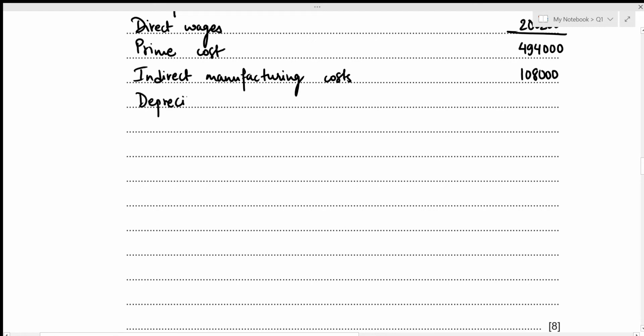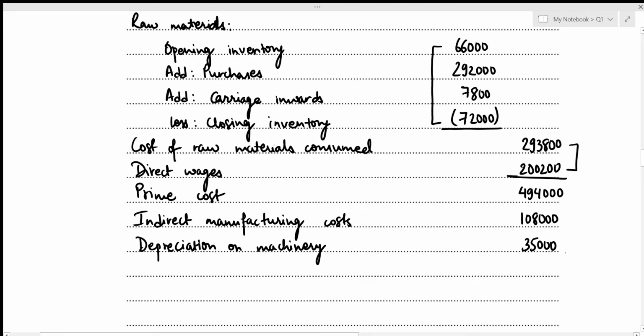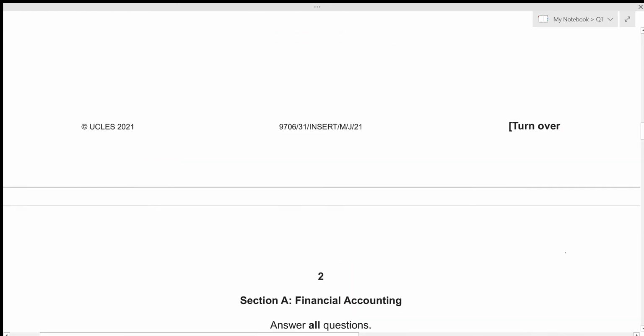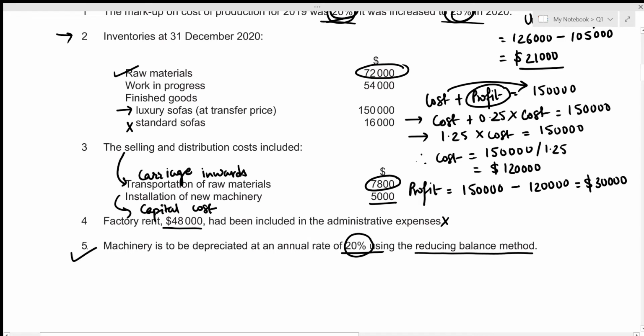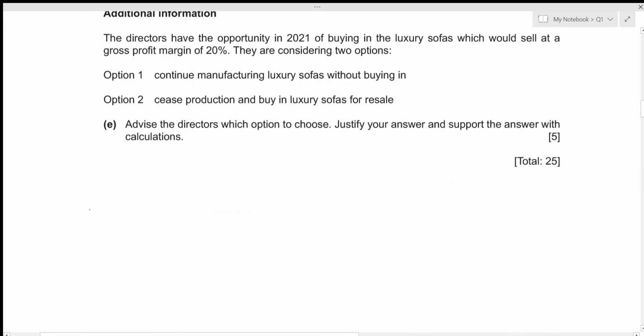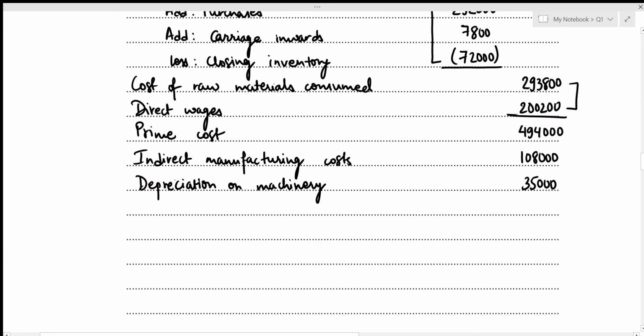Depreciation on machinery. And it amounted to 35,000. So let's have a look at the above information to see if we missed any other indirect costs. So we are done with the fifth information. For the fourth one, we have factory rent. So that's obviously an indirect cost associated with the factory, we need to record this in our factory overhead section. So let's do that. The factory rent is 48,000.